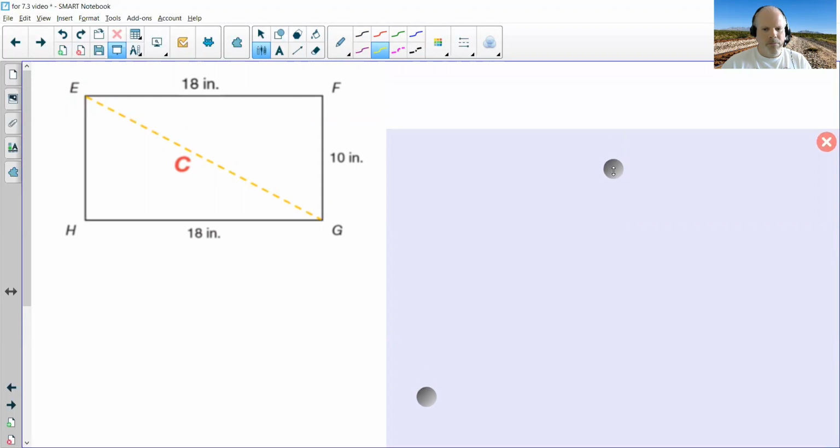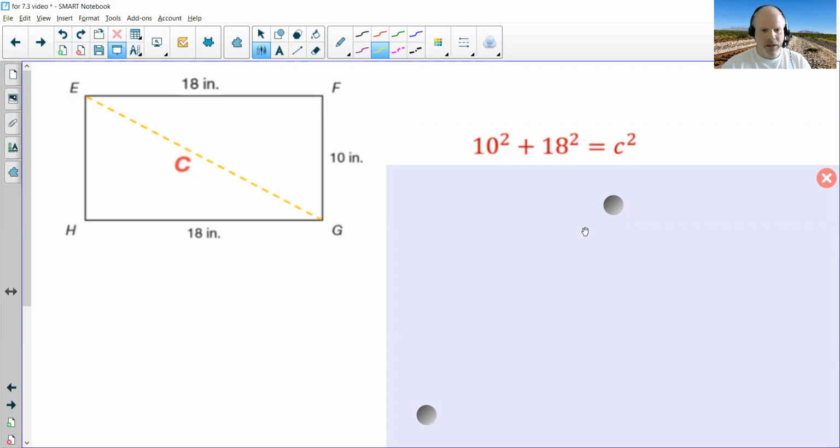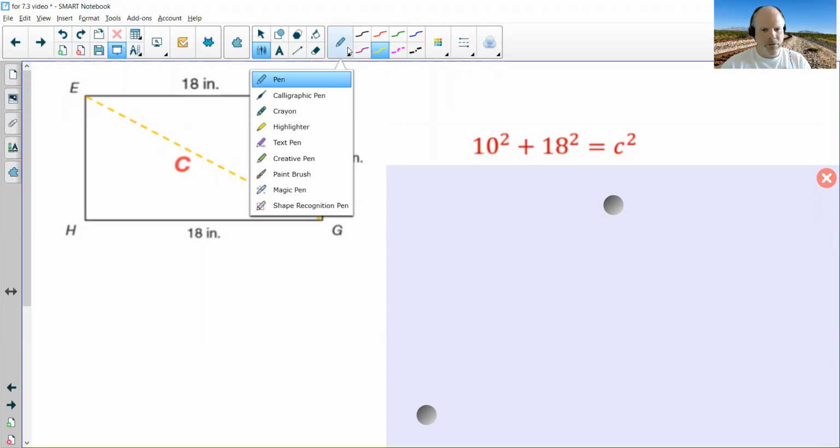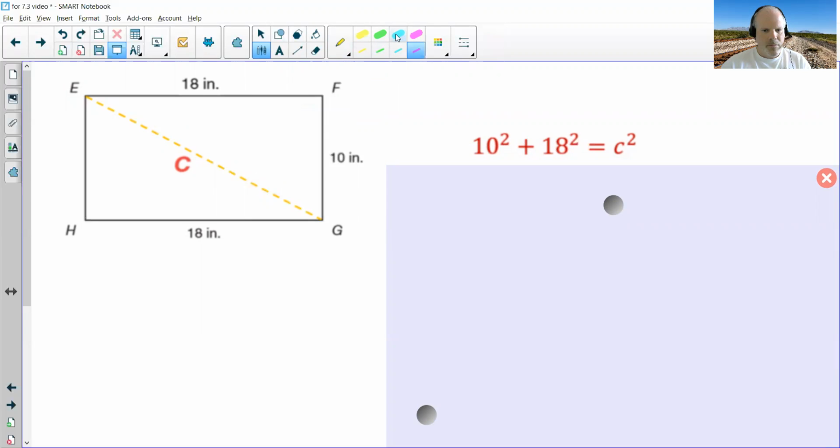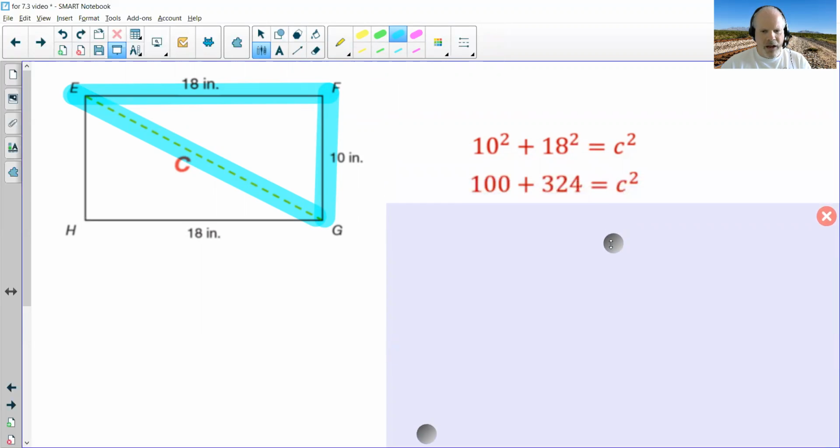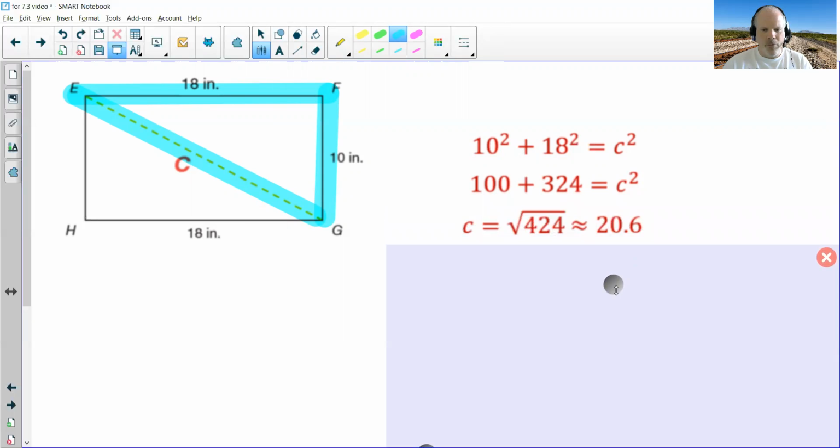We'll start out by writing an equation based on the Pythagorean theorem. So we will do 10 squared plus 18 squared equals c squared. I can expand that out. 10 squared is 100, 18 squared is 324. Add those together and I get 424. If I square root 424, I get approximately 20.6.